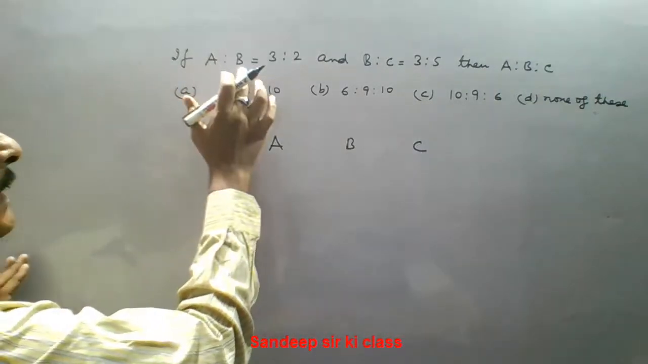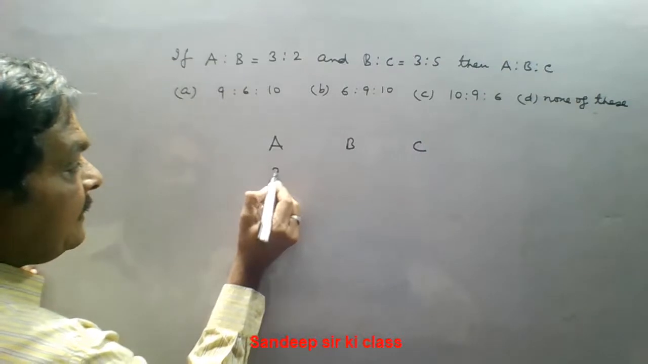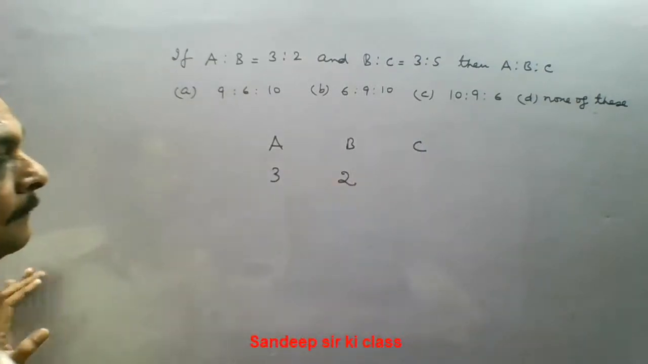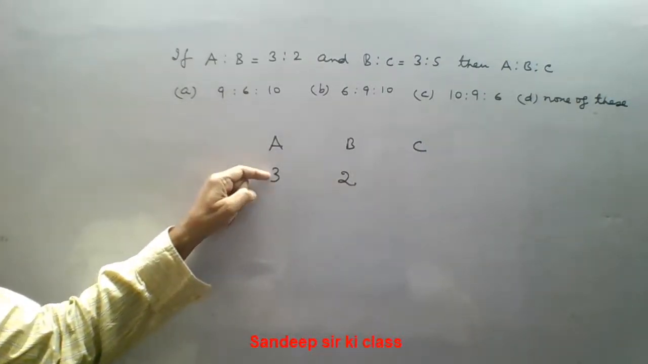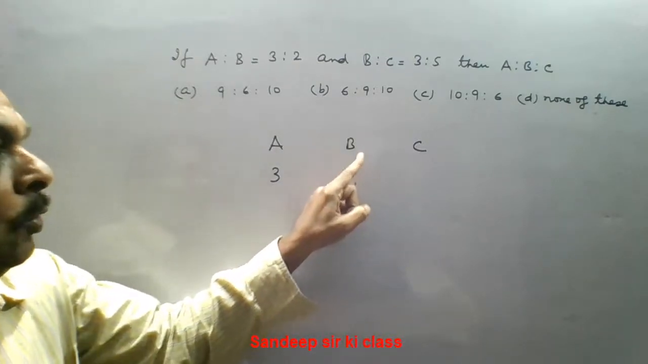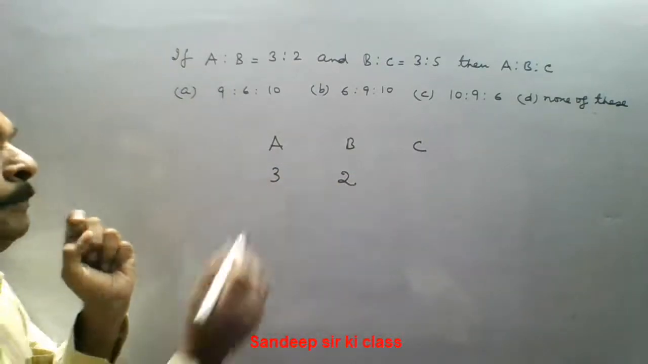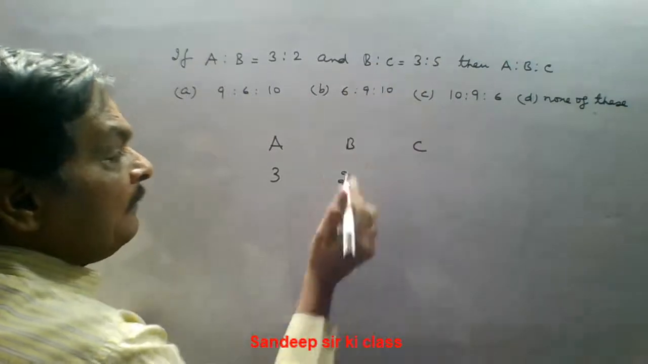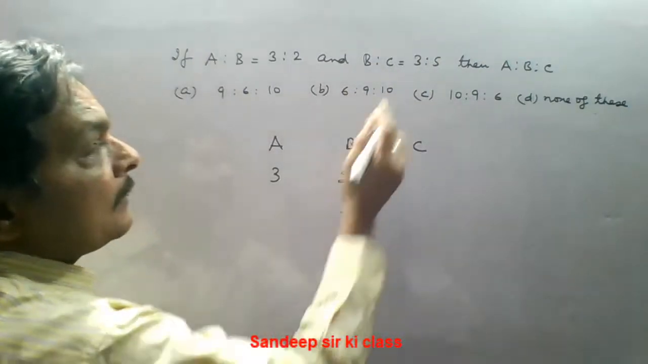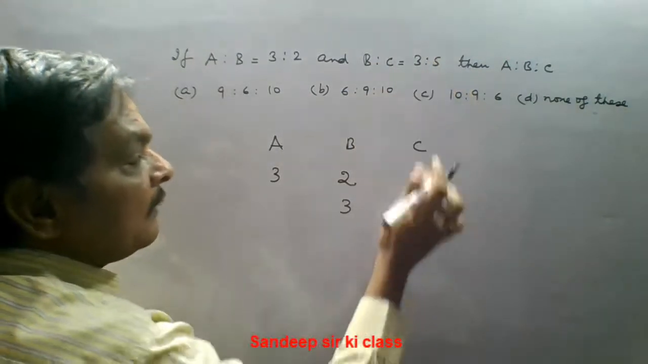Now, A ratio B is 3 is to 2. Write 3 here and 2 here. We write 3 below A and 2 below B. Now, B ratio C is 3 is to 5. So, write 3 below B and 5 below C.